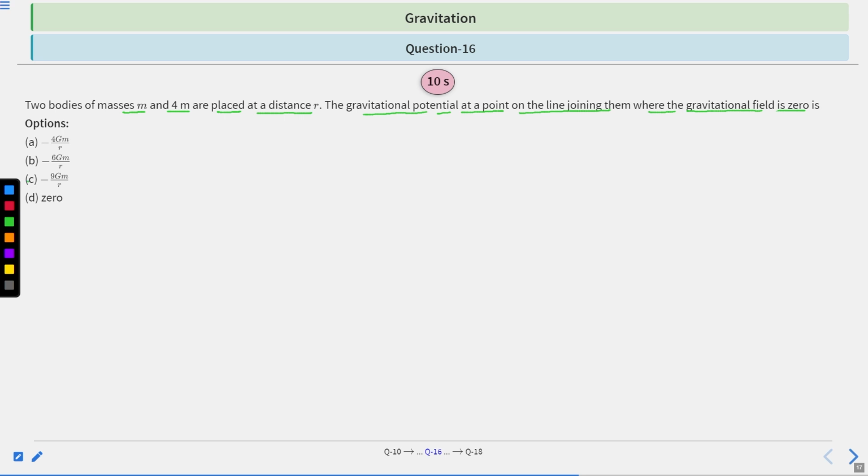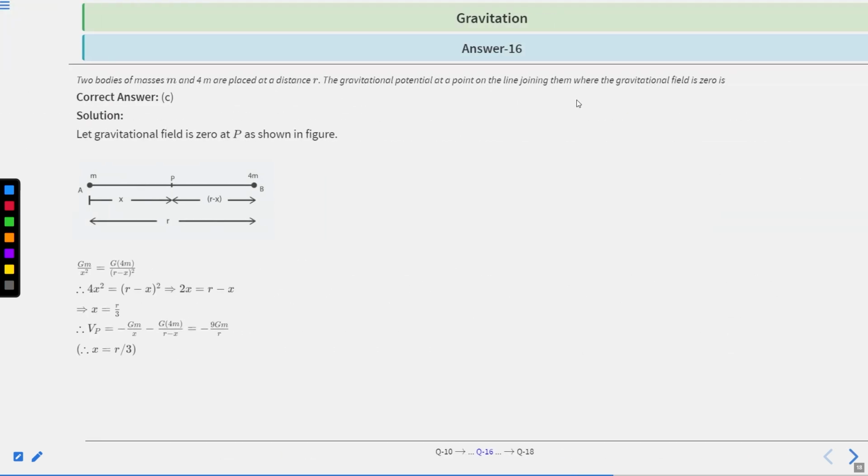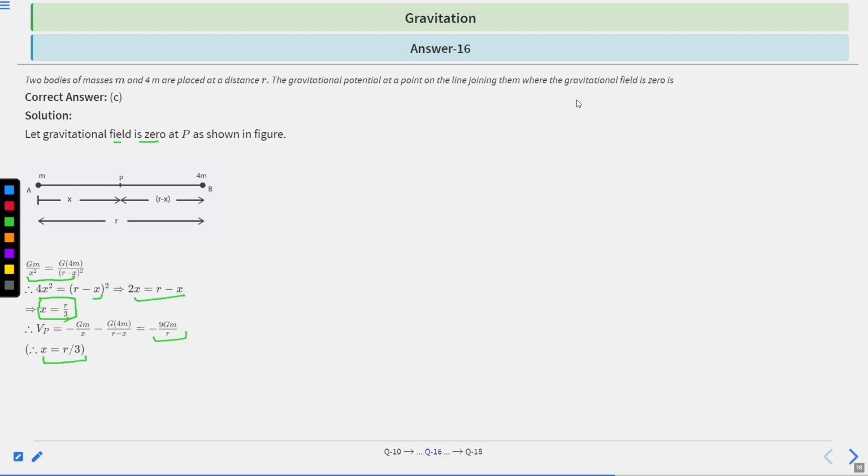Clear? This one is the correct answer, where the gravitational field is 0. Next question, question 17.